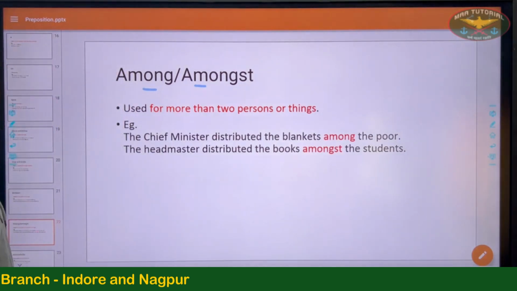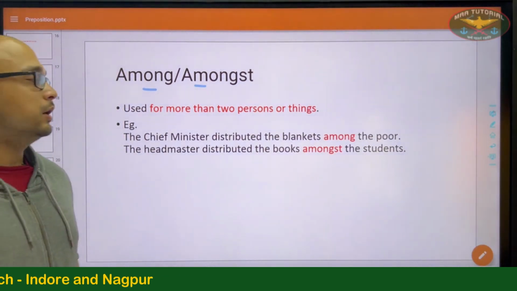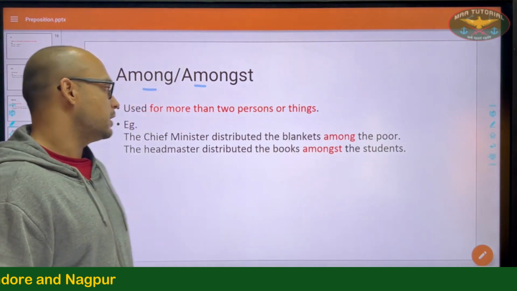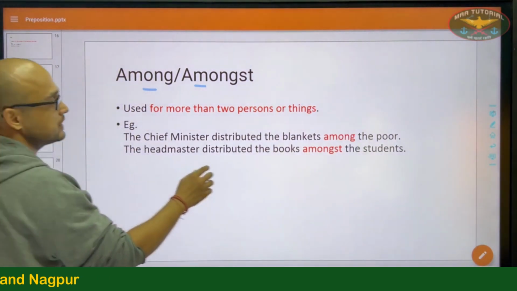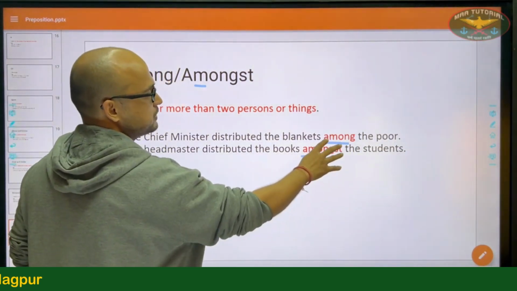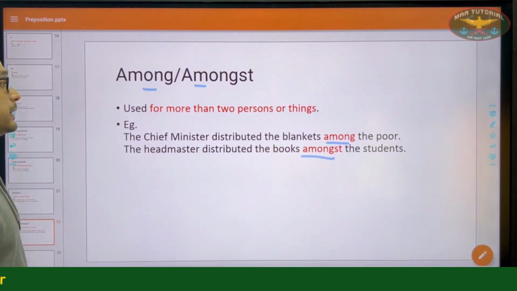The headmaster distributed the books amongst the students. So you will see we are using among and amongst. We can interchange. We can use amongst here, among here. Both of them will mean the same thing.